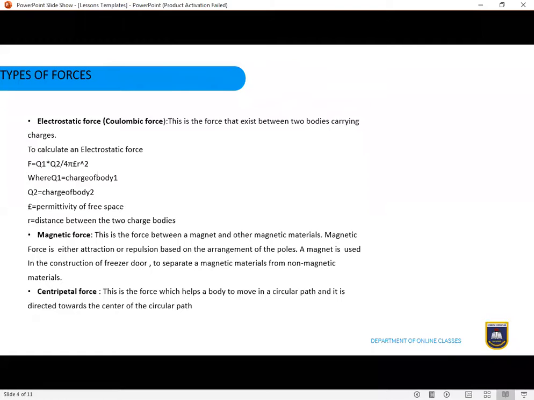Okay, the freezer doors in the house are made of magnets. Magnets are also used to separate a magnetic material from non-magnetic materials. Let's say you have iron filings placed in soil, and you want to separate the iron filings from the soil. What happens? You have to bring a magnet near it.